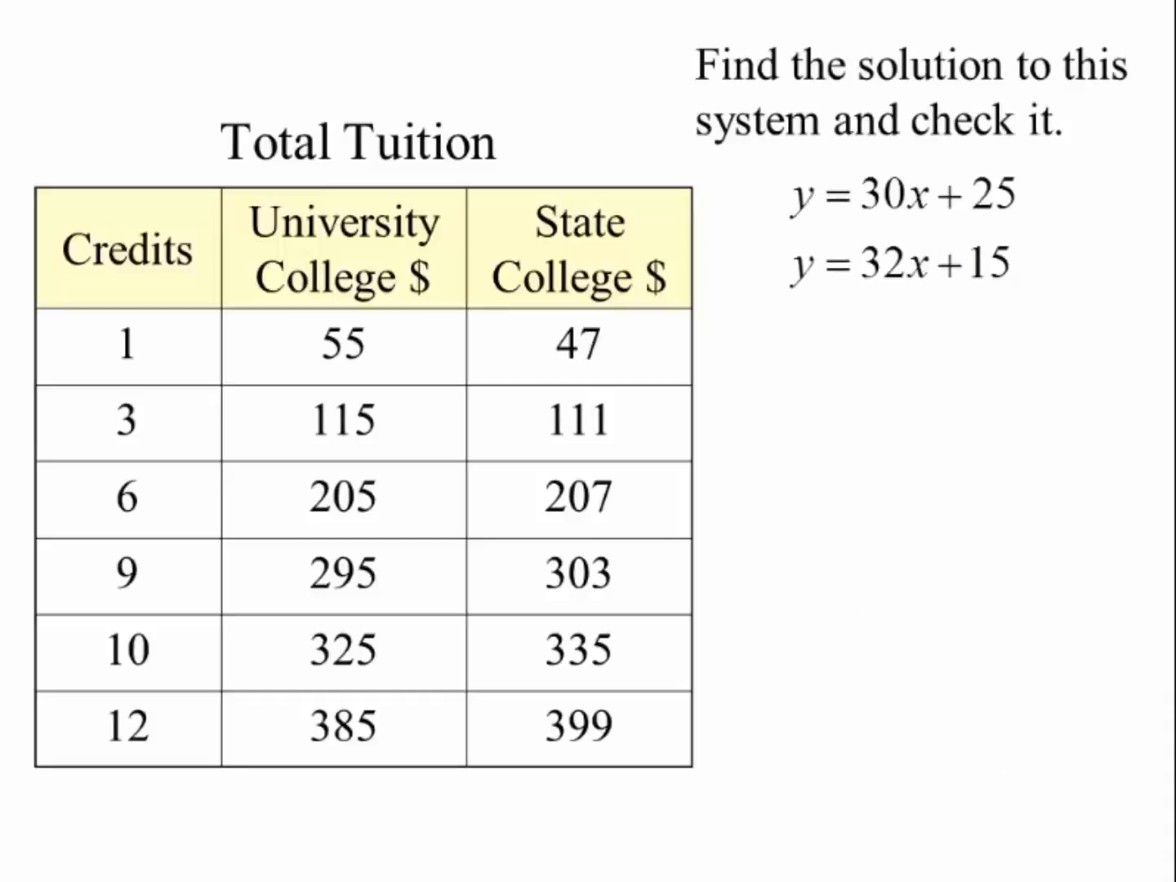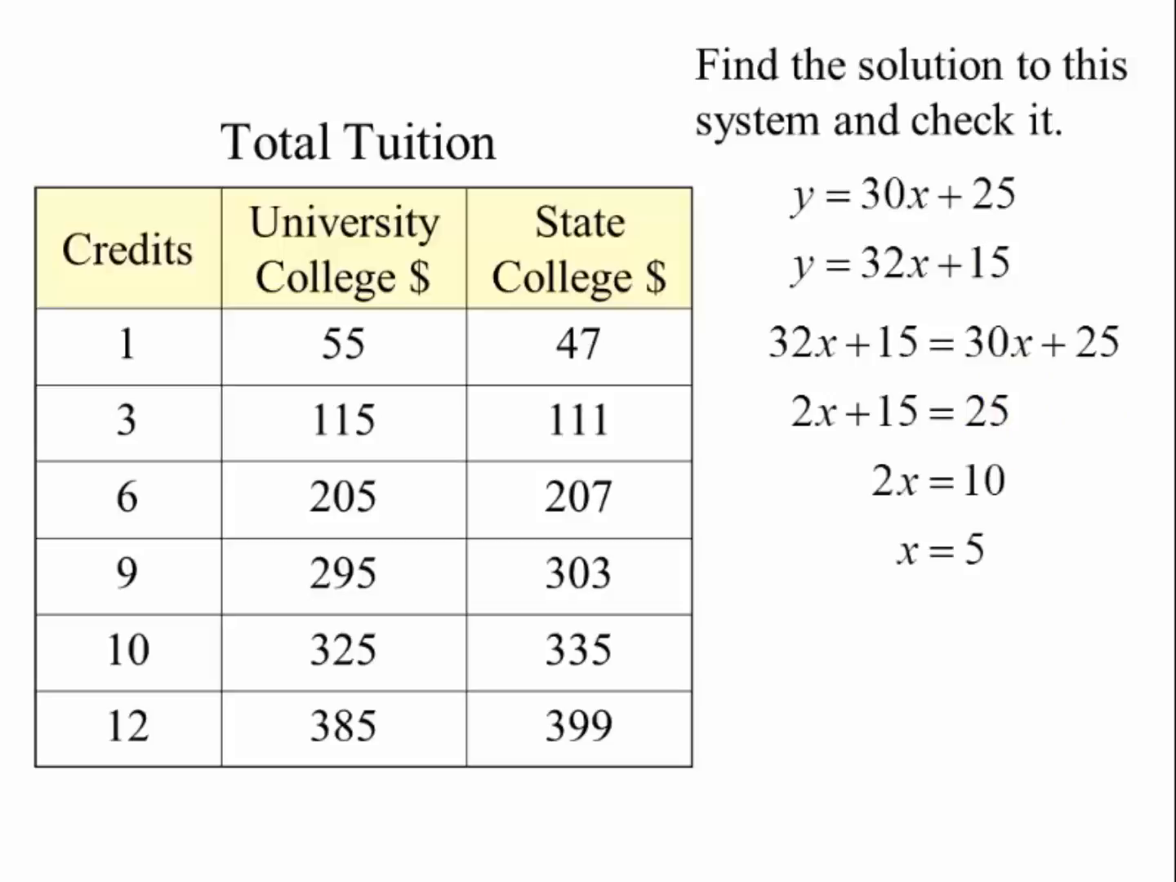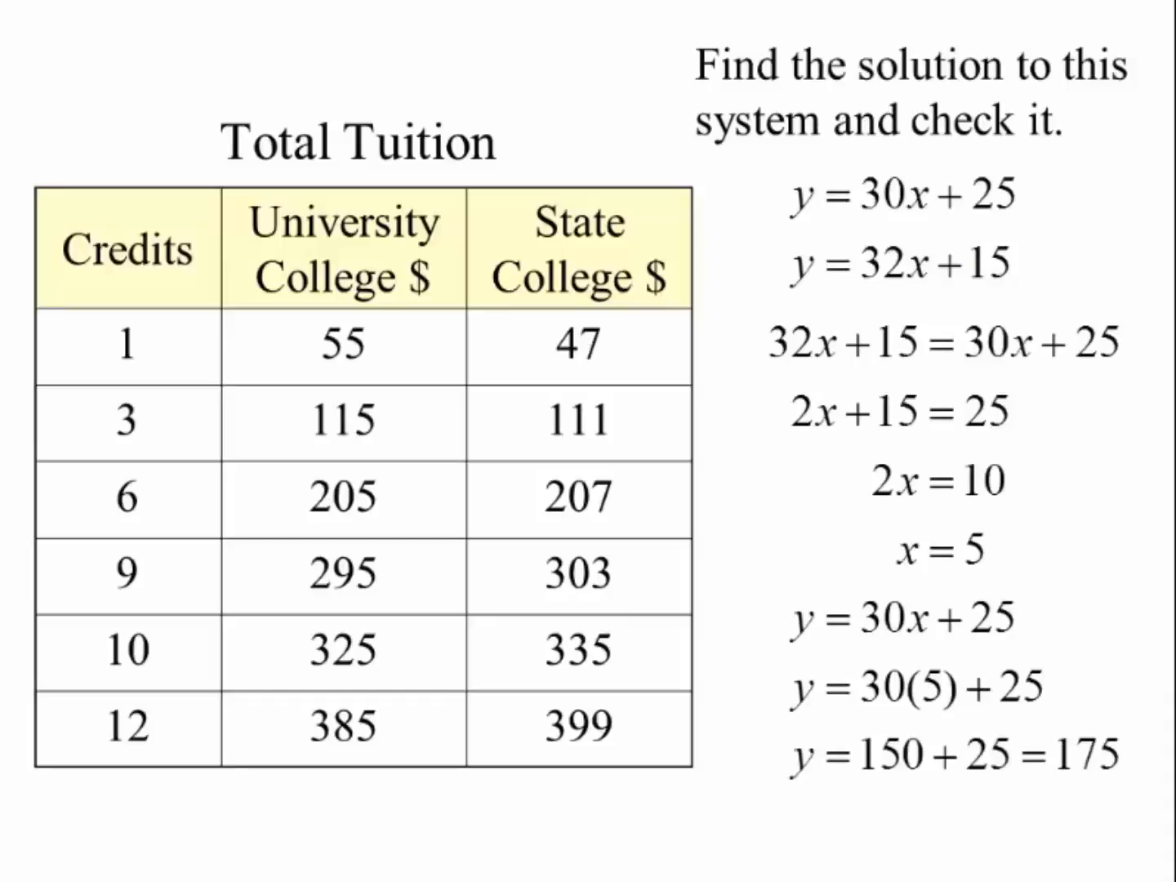So now we have our system. In this case, I'm going to solve this by substitution. Both y's are isolated, so I'm going to take the first equation, and wherever I see a y, I'm going to substitute 32x plus 15. That gives me the equation 32x plus 15 equals 30x plus 25. We have x's on both sides, so I'm going to subtract 30x from both sides. Next step, we want to subtract 15, and we're left with 2x equals 10, which means x is equal to 5. To find y, I take one of the equations, everywhere I see an x, substitute 5, and we see that y is 175.